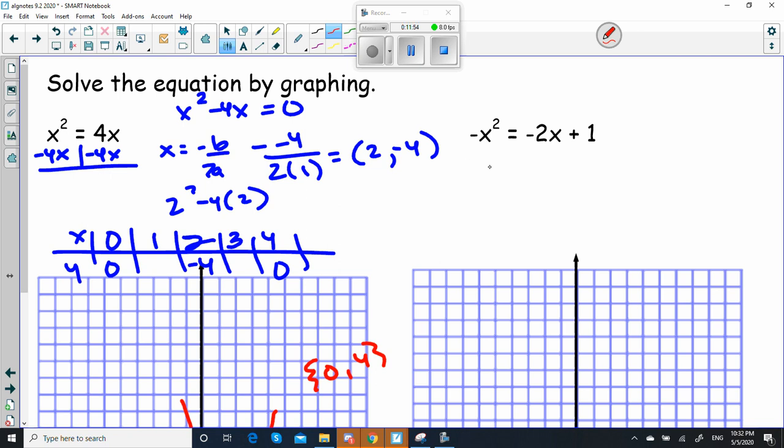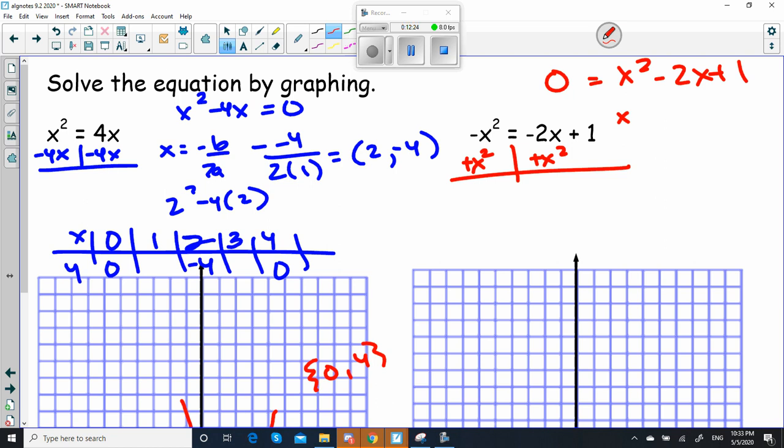Okay, last one. So notice that this one's got a negative x squared. We want x squared to be positive, so we're going to add it to move it to the other side. So my equation that I'm going to work with is equals 0, x squared minus 2x plus 1. I think this one's going to be a decimal. Maybe not. Let's give this one a try. Actually, it might be a perfect square. Let's take a look.